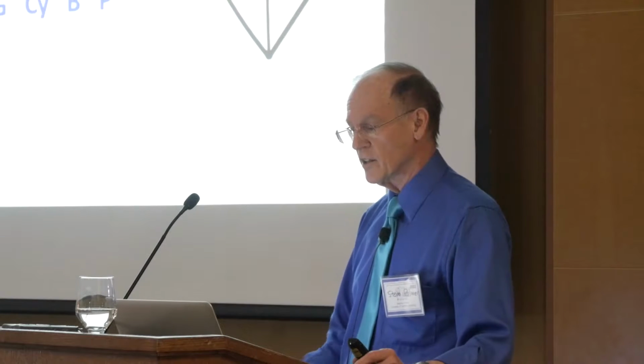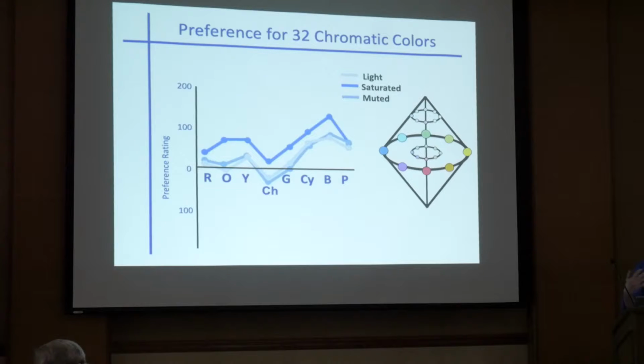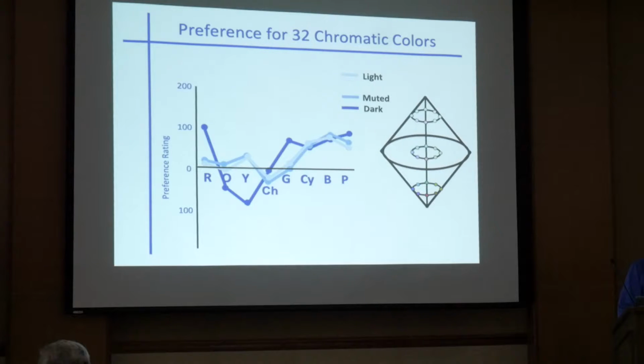When you look at the saturated colors, it's a similarly shaped function. It's just that people tend to like saturated colors more than they like the muted and the light colors, the desaturated colors. The interesting thing happens when you look at the dark colors. The shape is different in the sense that the dark warm colors, essentially the dark oranges and the dark yellows, are in fact very much disliked. But the dark greens and the dark reds are very much liked.